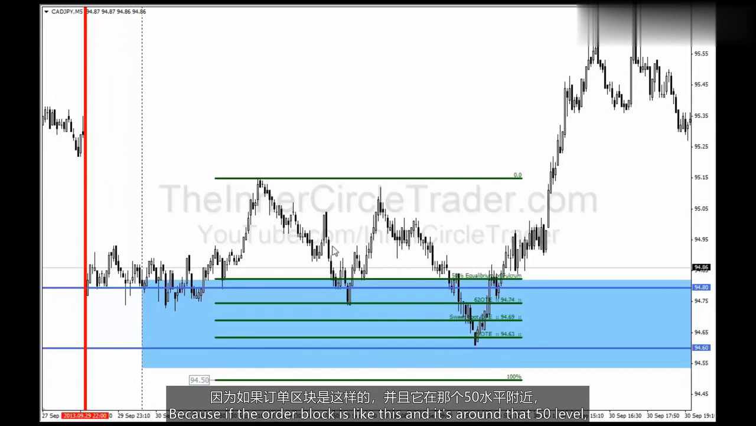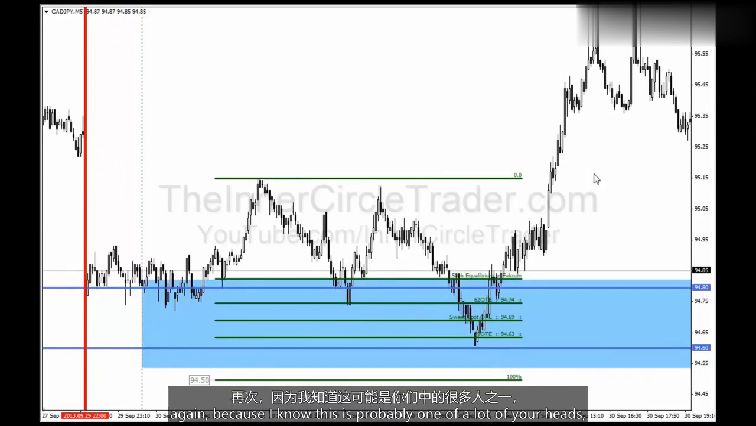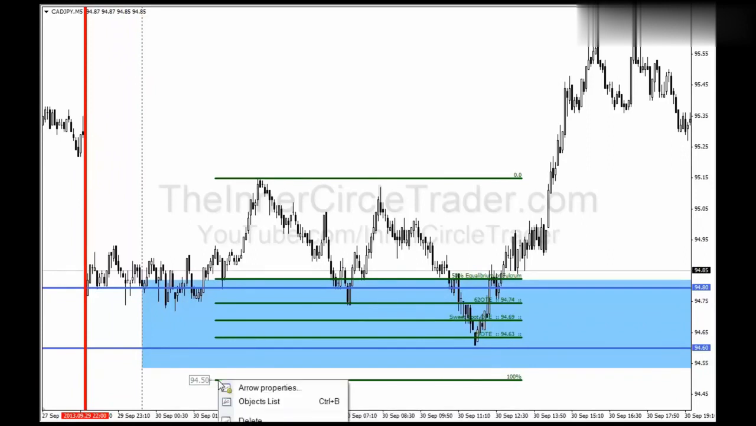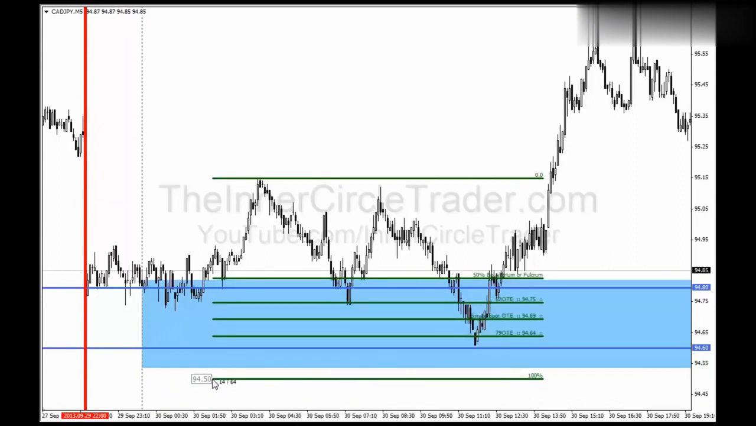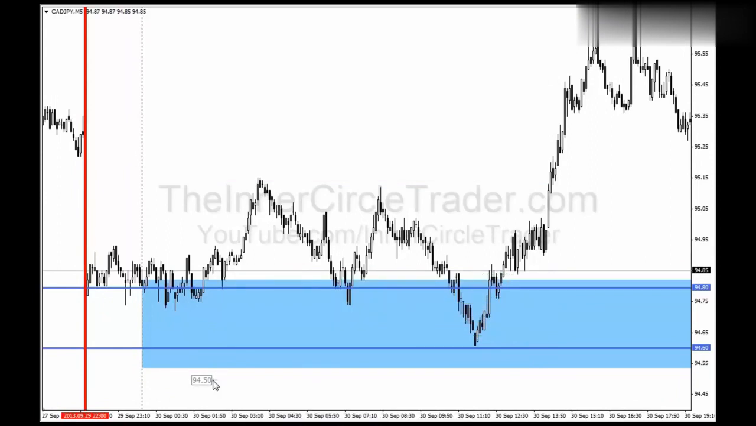Okay, because if the order block is like this and it's around that 50 level, I'm going to be hunting a setup similar to this. Okay, this is again a pair I don't trade, but you can still utilize this application on any pair of your choice. But again, because I know this probably went over a lot of your heads, and I don't mean it to be, you know, a braggart, we're going to go through the process one more time and explain what I'm doing.